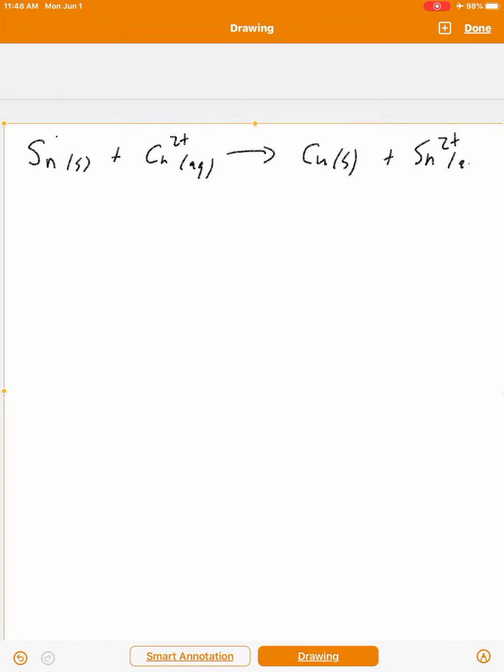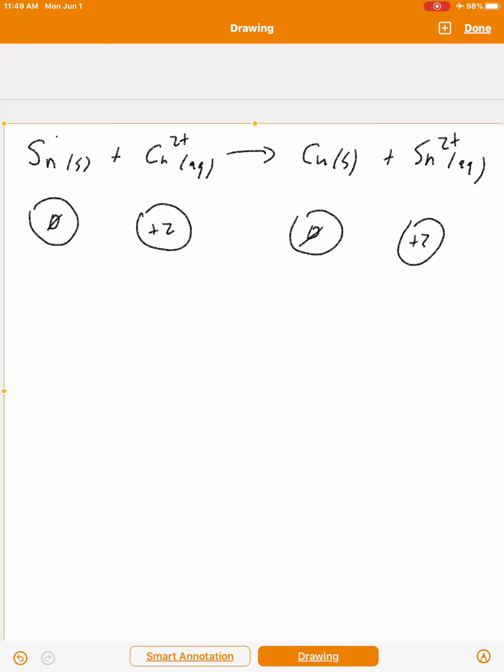This is a redox reaction. Now, what's nice about these types of reactions is that figuring out the oxidation numbers, see how big I'm making these little circles here. Finding out the oxidation numbers is easy, because if it's a pure element, it has no charge, its oxidation number is 0. So these are both 0. But if it's a monatomic ion, the charge of the ion is the oxidation number. So this is +2, and this is +2.